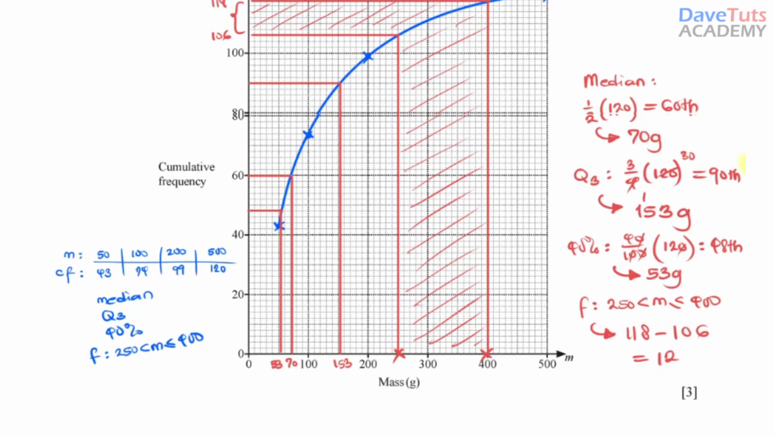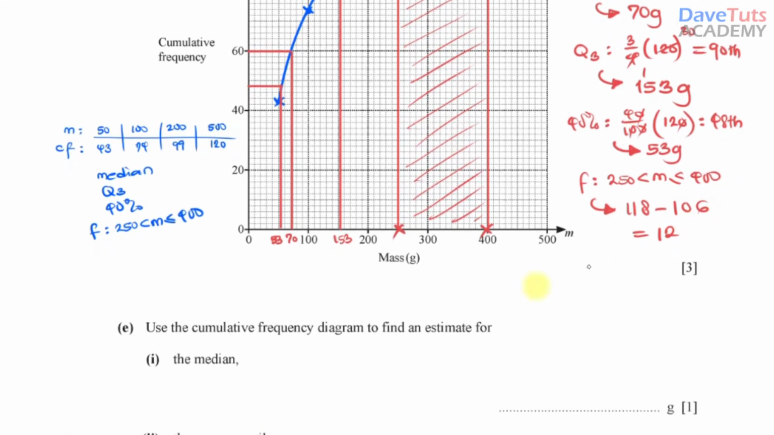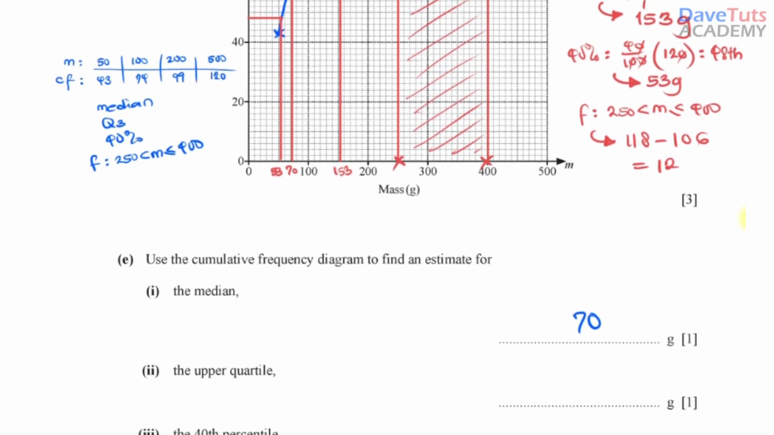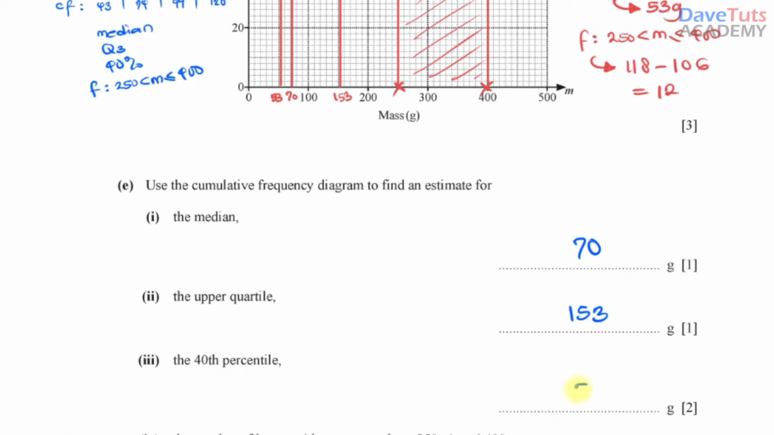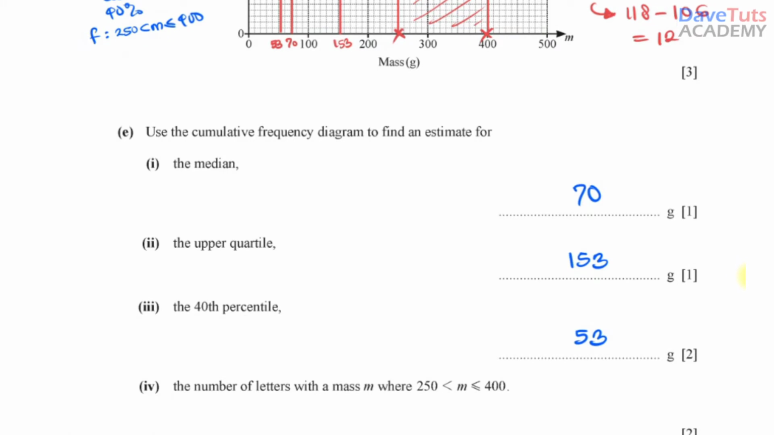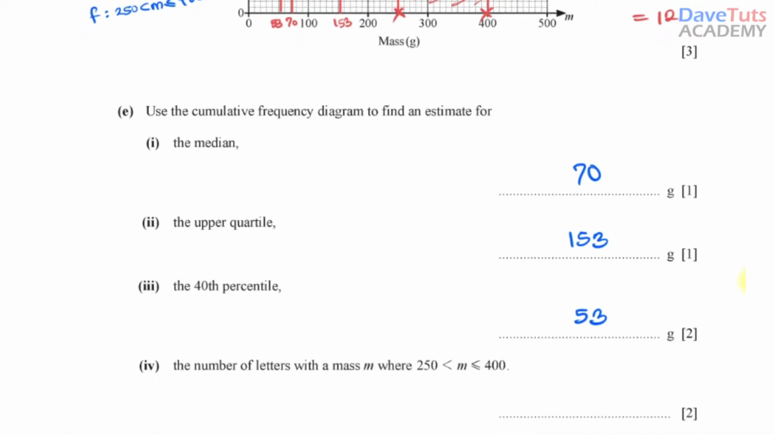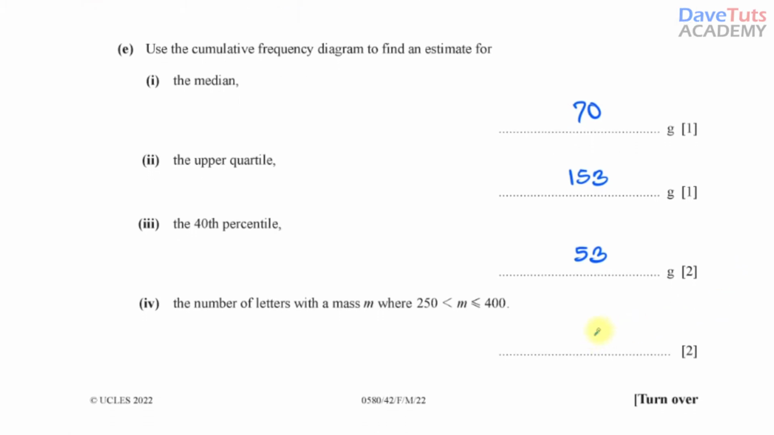Okay, so these are the solutions to what we are being asked. In the first case, we are looking for the median, and I've gotten that to be 70 grams. Then we're also looking at the upper quartile, that we got to be 153 grams. Okay, and then we are looking at the 40th percentile, that we got to be 53 grams. And then finally, we are looking at the number of letters with a mass m, where m is between 250 and 400, and we got that to be nothing but 12.